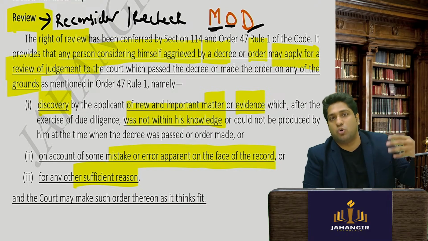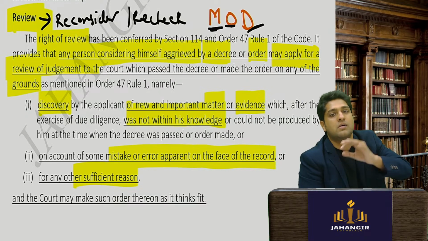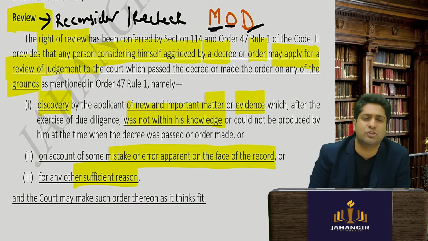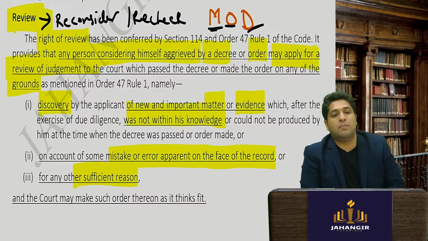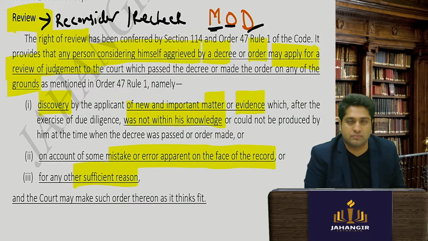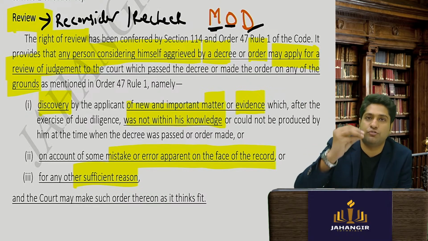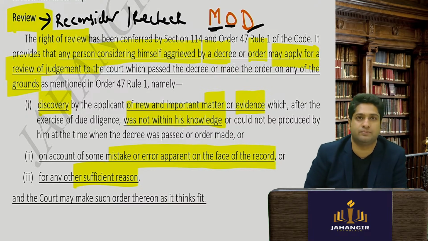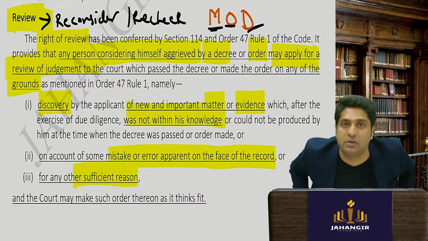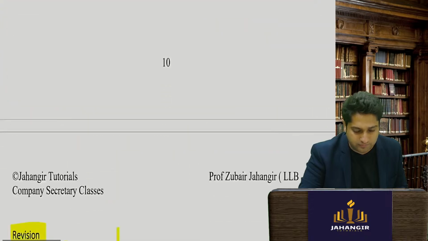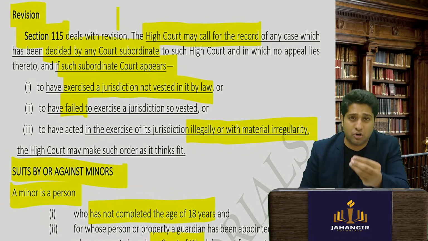You go to the same court and tell the court, listen, you have passed this judgment, but please go through it again because of MOD. The court will say, why should I review my own judgment? So they will review the judgment because of MOD. First, it was a mistake apparent on the face of record, a very obvious mistake has been done. Second, there was a discovery of a new fact which was not known at the time of passing the judgment. And third, any other reason which the court deems fit. So in such cases, the court will review its own judgment. This is given in Section 114. Now 115 is about whether the lower court has passed a wrong decision.